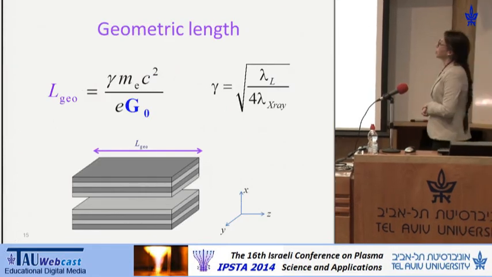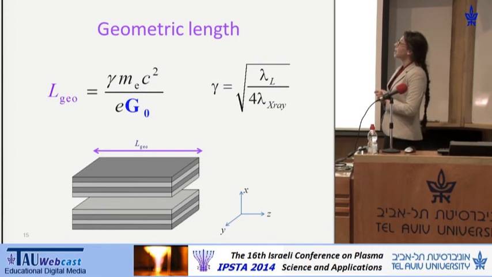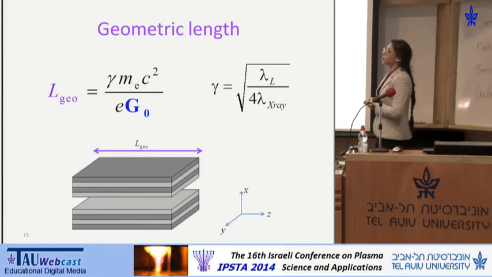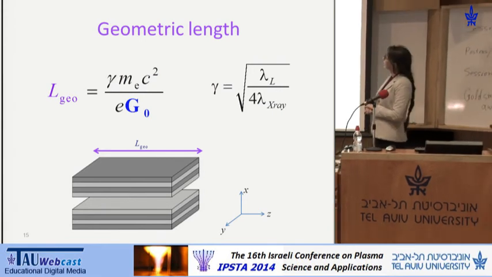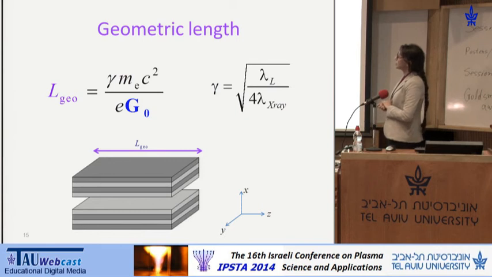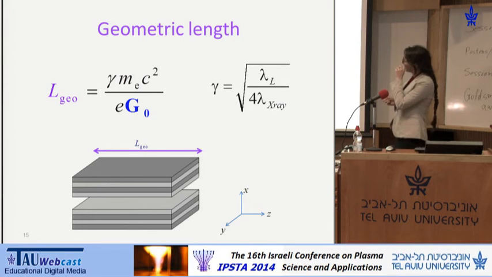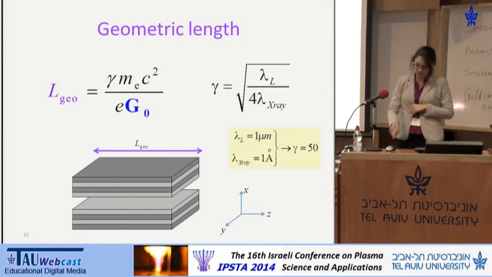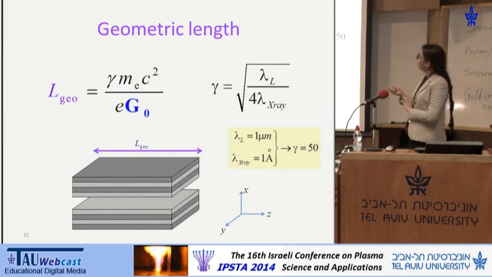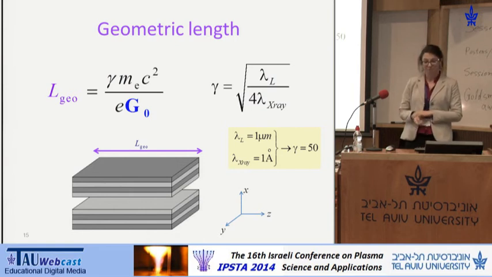This parameter is defined by the final electron energy requirement, where gamma is the beam relativistic factor, and from Compton scattering we derive its value. For example, for a laser wavelength of 1 micron and X-ray radiation at 1 angstrom, we get gamma 50.